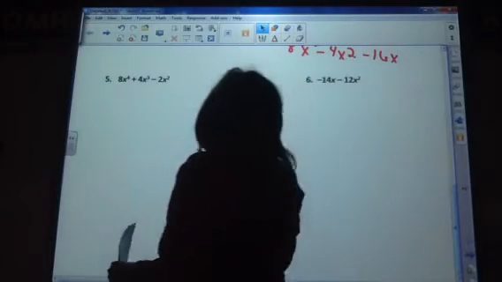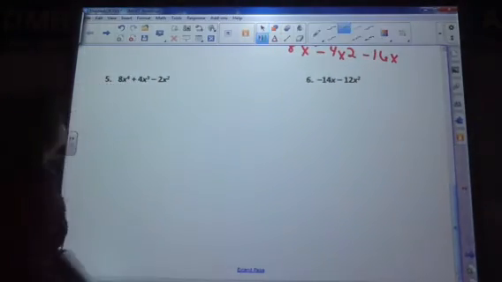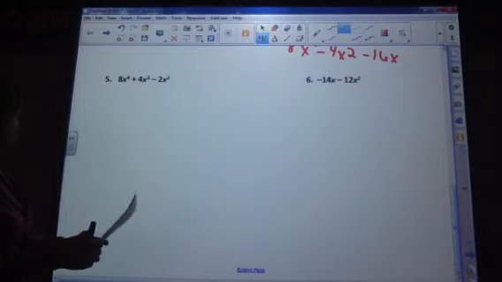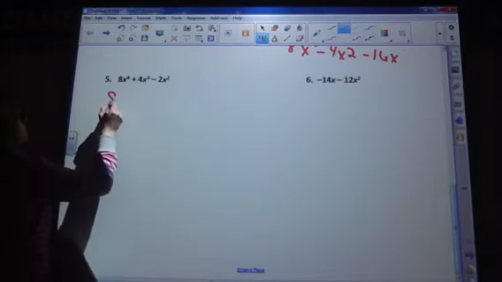Okay, 5 and 6, I'm going to be quiet, work on my own while you work quietly. And if you get stuck, you can look up here.